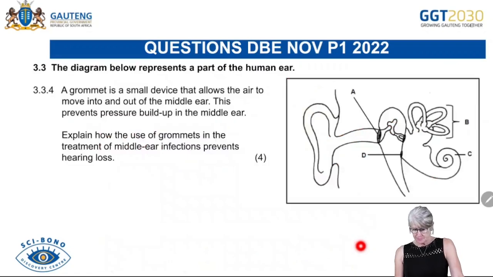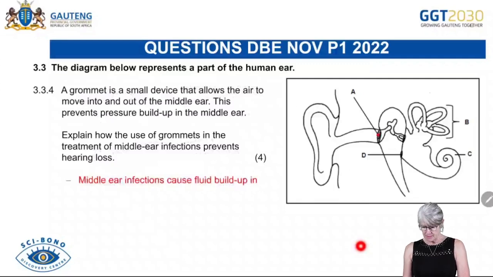Right. Now the next question, they say a grommet is a small device. So it's a little tube that they put into the tympanic membrane, into part A. They insert it, and it allows air to move in and out from the middle ear, and it prevents pressure buildup in the middle ear. So explain how the use of grommets in the treatment of middle ear infection prevents hearing loss.